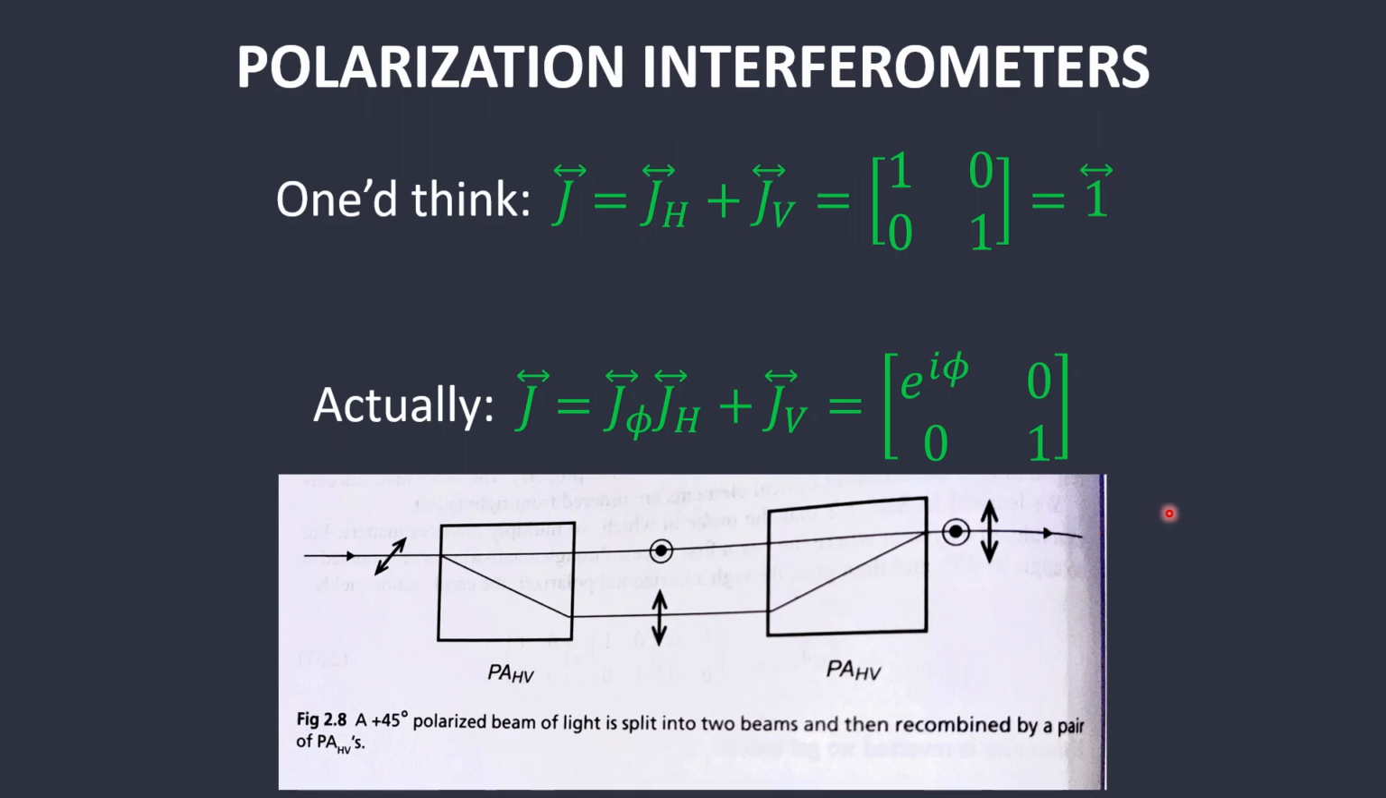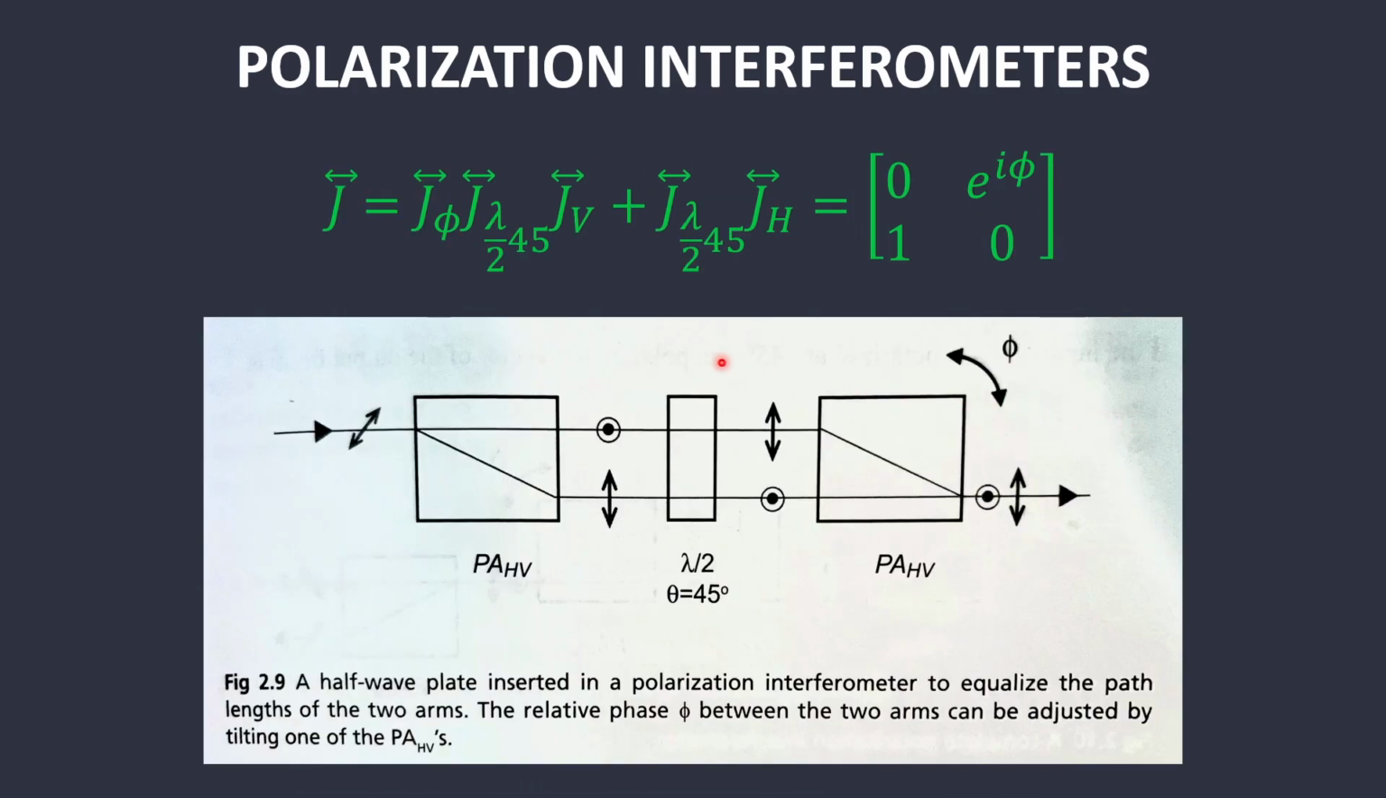To get around this fact, we have this setup where there is a half wave plate between them so that it switches the polarizations between the two light beams, and then rotates this polarizer at an angle proportional to phi to recombine these beams over the same path length.